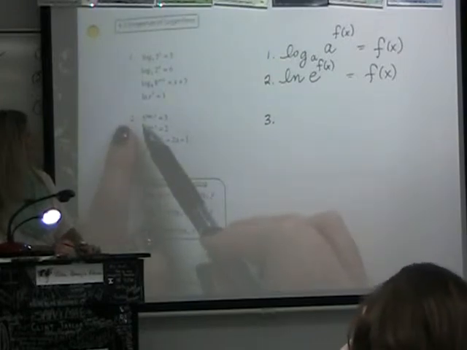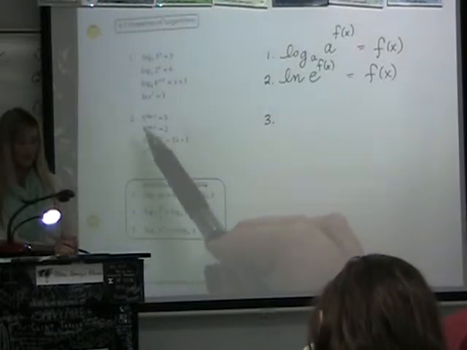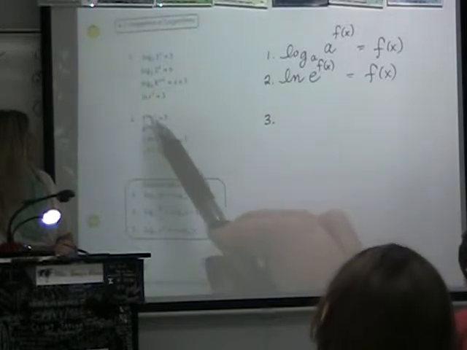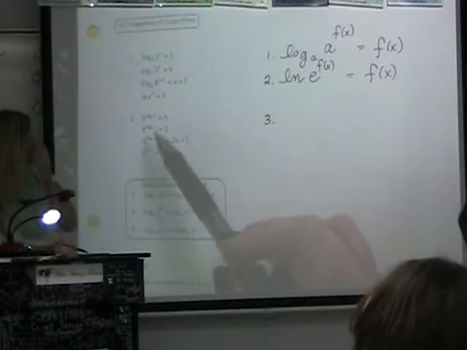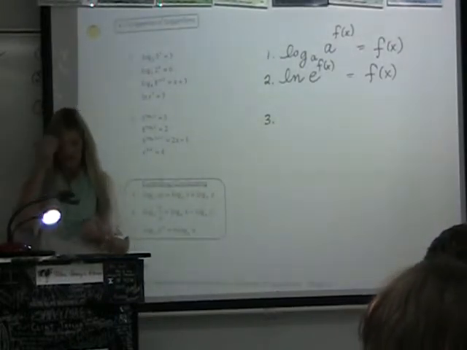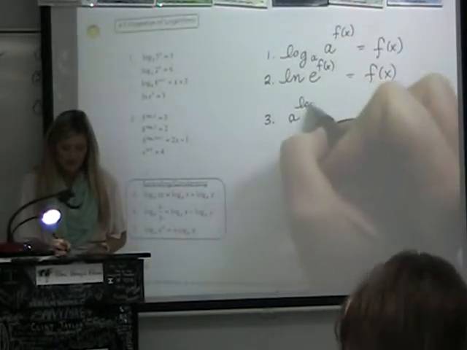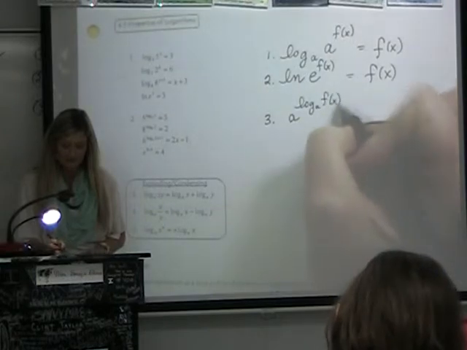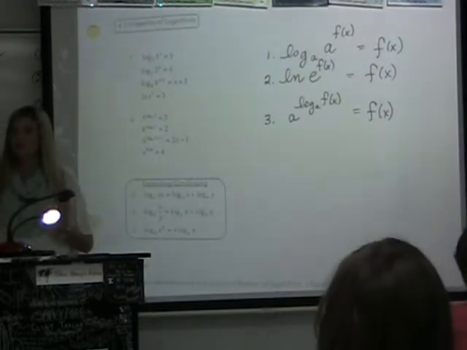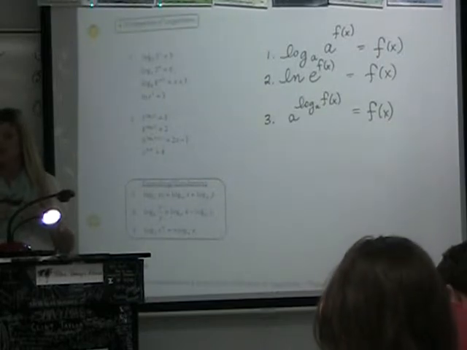Then property number 3 is illustrated down under example 2. You'll notice we have an exponential raised to a logarithm. But notice they have the same base. So if you have an exponential raised to a logarithm of the same base, then they cancel each other out once again because they're inverses and leave you with the function. So the property looks like this. A raised to the log base a of f of x just equals f of x. And I'm using f of x because it can really be any function. It's the a and the log base a that cancels each other out.